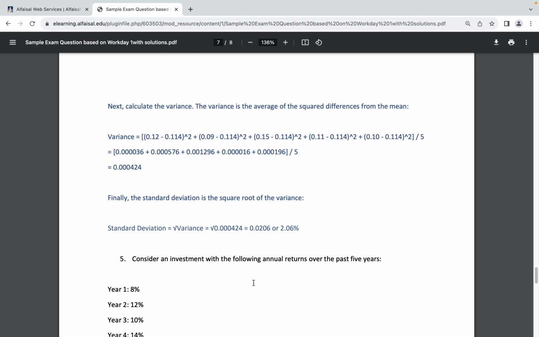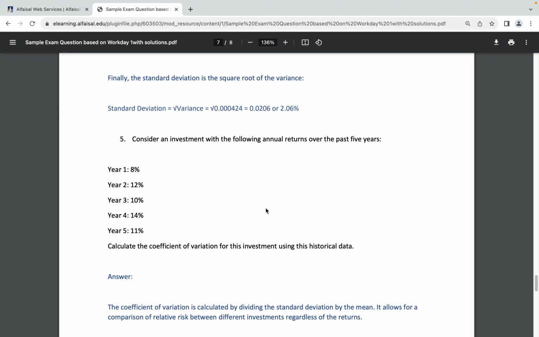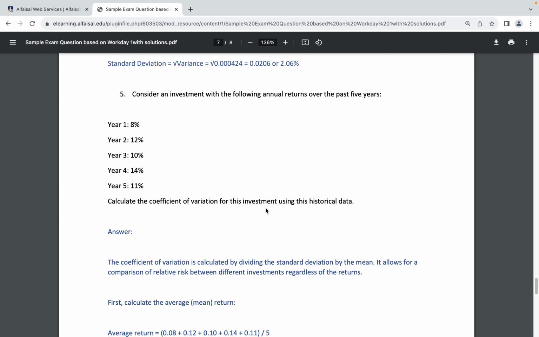Now we're looking at question 5. So consider an investment with the following annual returns over the past 5 years. Again, we have our returns under each of the years. And now we're asked to calculate the coefficient of variation for this investment. What this does is allow us to compare with other investments, bringing into consideration the risk. So we can look at investments and try to understand which one is the better one to use.